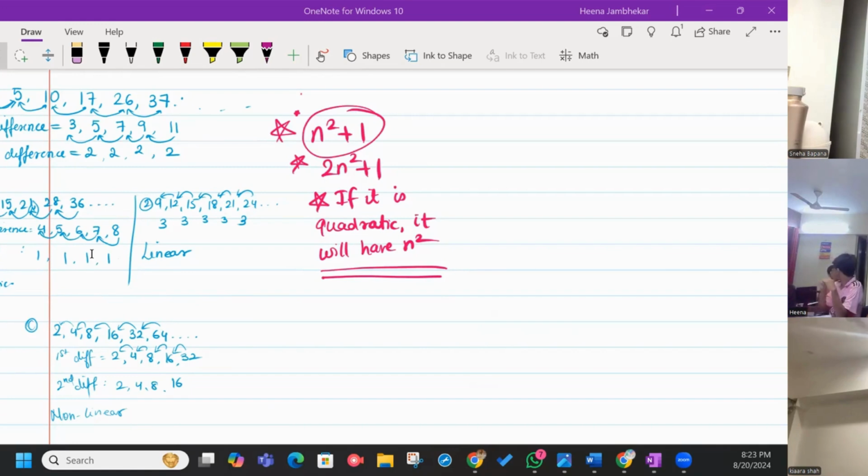You don't have to worry about is it 2, 3, 4, 5, 6. The second difference should be the same. It should not have to be 2, it could be anything. It should be the same. Then it is quadratic. Understand? Even though it's a 1, it is a quadratic sequence.